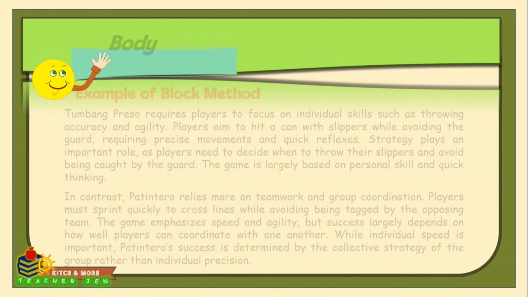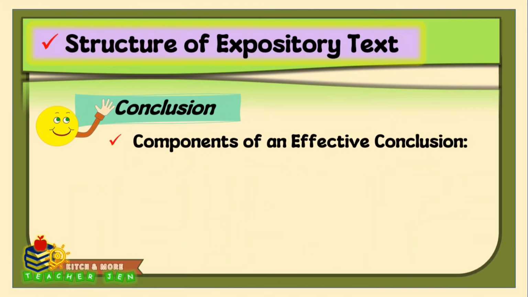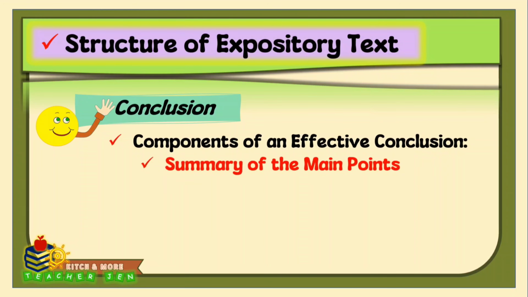Let's move on to understanding how to craft an effective conclusion. A conclusion has the following components. First, summary of main points. A concise restatement of the key arguments or points discussed in the body of the writing. It highlights the most important ideas, providing a recap for the reader.